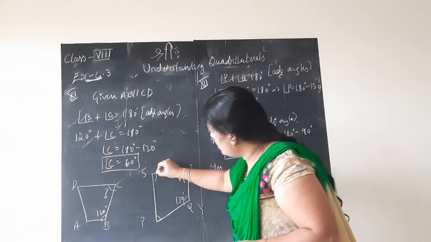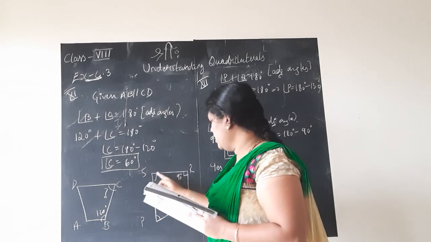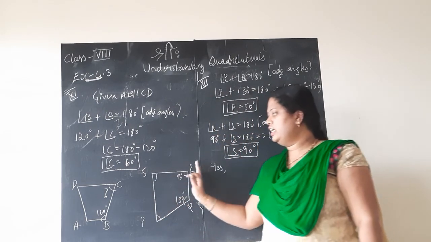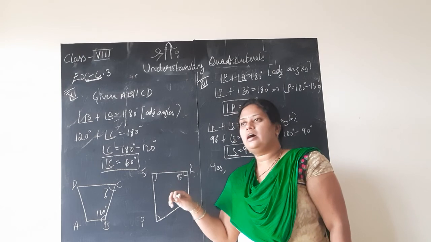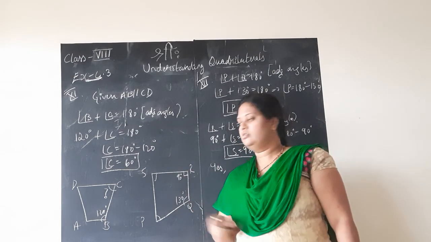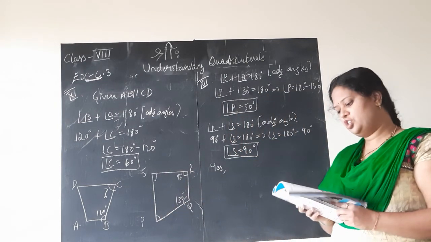What are these two angles? We need to find out, if SP is parallel to RQ. See, children, one hint. Whenever they tell any two sides are parallel, then blindly you take this adjacent angle property. So, RS and QP, you can finish it off.